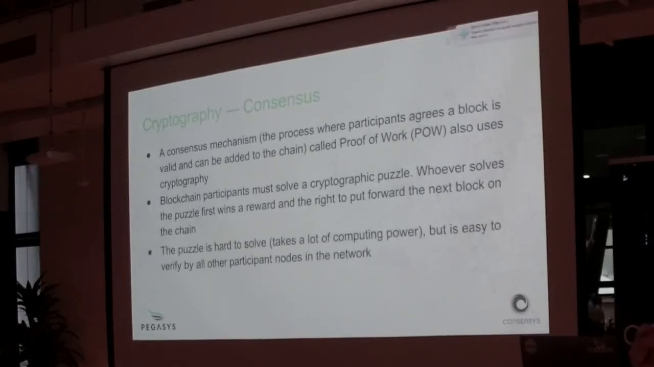That puzzle is hard to solve, so it takes a lot of computing power and generally a lot of time. But once it is solved, it's very easy to present to all the participants in the network, and they can verify it very quickly and say, yes, that's correct, you win, you get the reward, and you get to put the block on the chain. So that's the second area that blockchain uses cryptography, the consensus mechanisms.